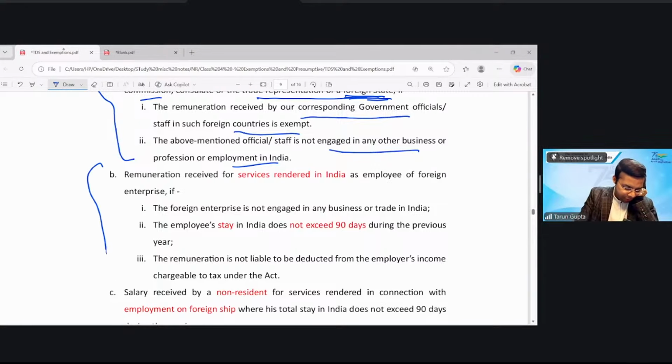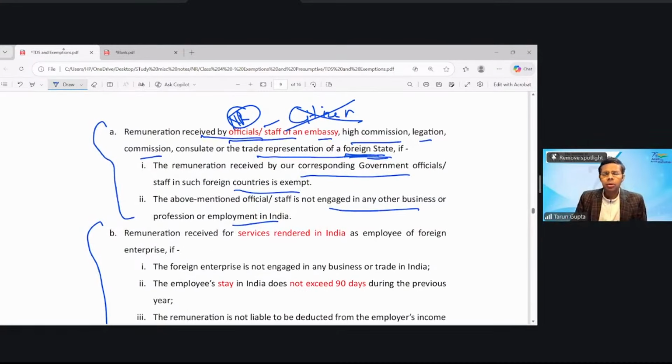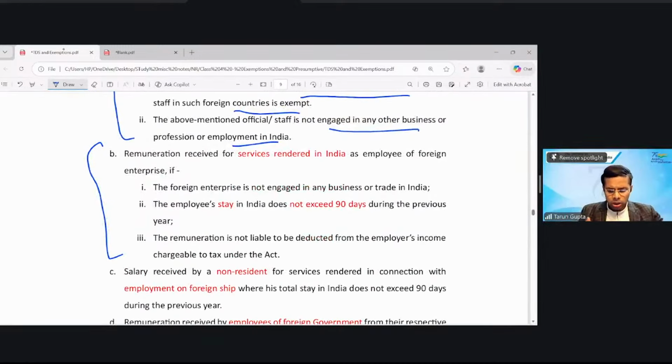B. This is very important. This will be very helpful in your practice as well. Remuneration received for services rendered in India as an employee of a foreign enterprise. In the first case the employee was of embassies, so very limited applicability in a practical scenario. But here the employee is working for a foreign enterprise, for any foreign company, but the service is rendered in India.